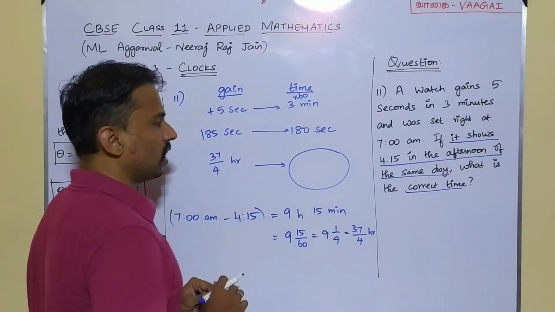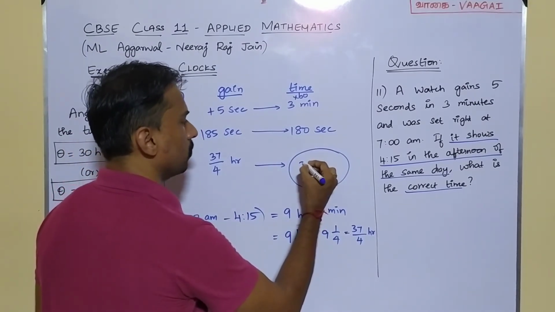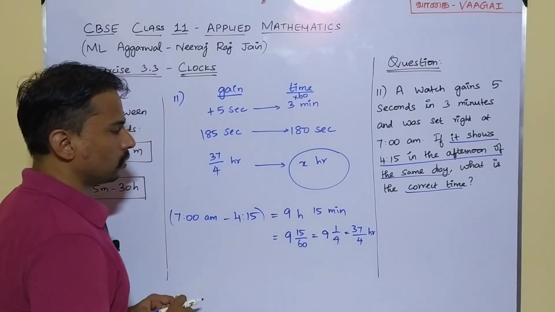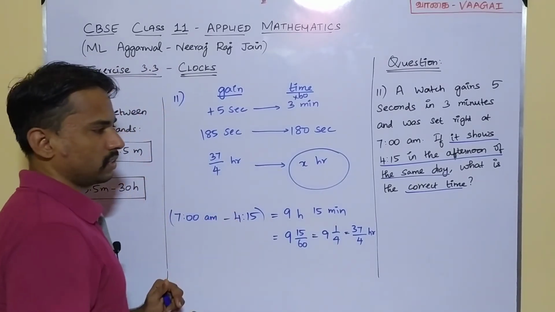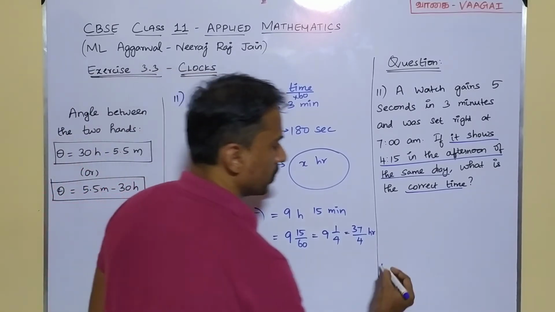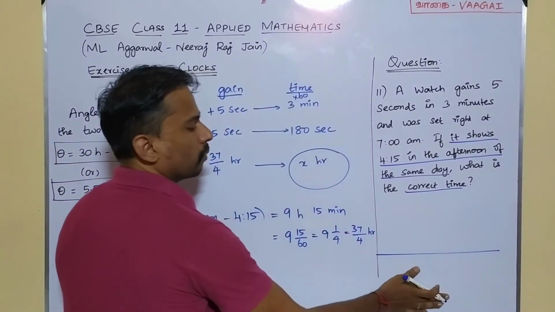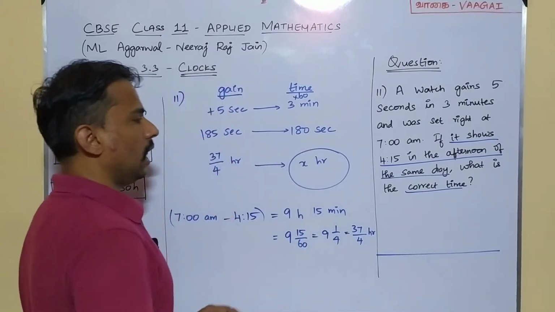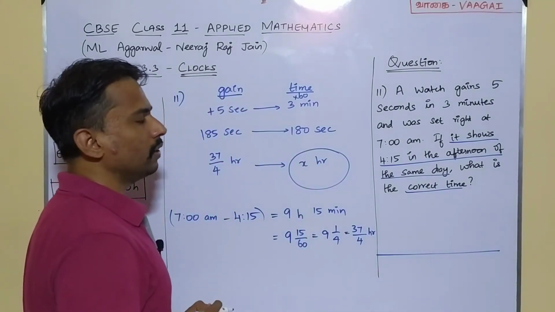So I don't know for how many hours it has run. So I will take it as some x hours. So now I'm going to calculate the value of x. For that I'm going to use this space. I have enough space here to do this calculation. Okay, so how can we do this?